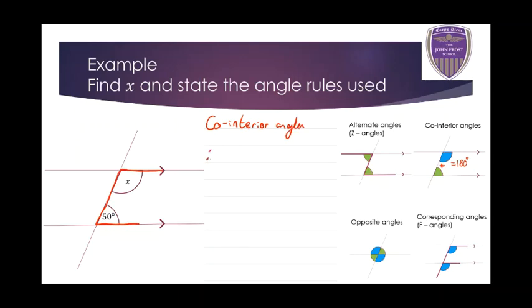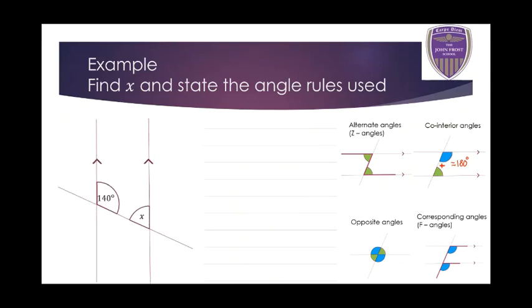So therefore, that must mean that x plus 50 degrees is equal to 180 degrees, okay? So if something plus 50 is 180 degrees, another way of thinking about this is that x is equal to 180 degrees minus 50 degrees, okay? So x equals 180, take away 50 degrees, is 130 degrees. Therefore, x is 130 degrees, okay? And that's it. Let's have a look at another example now.